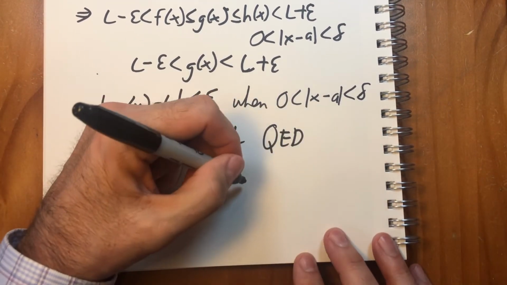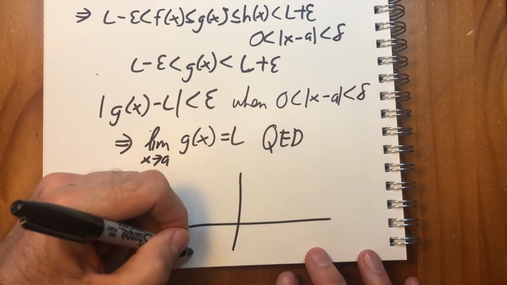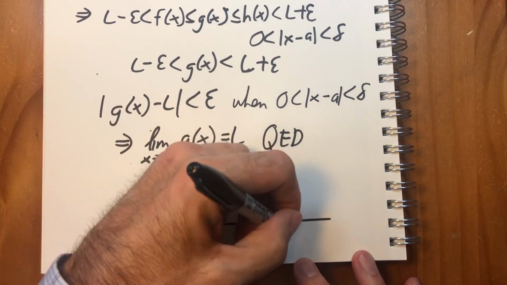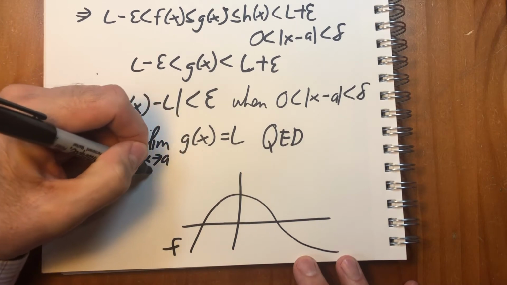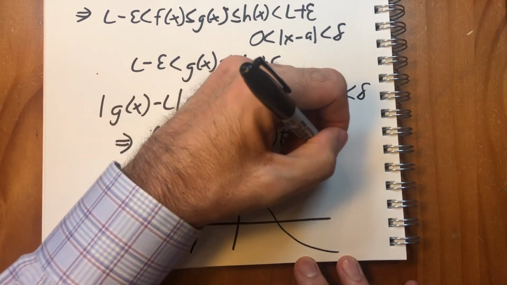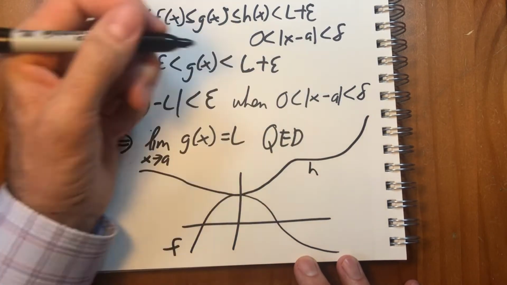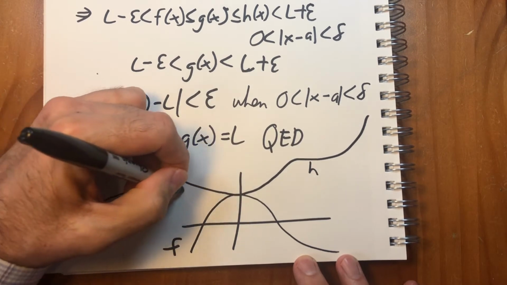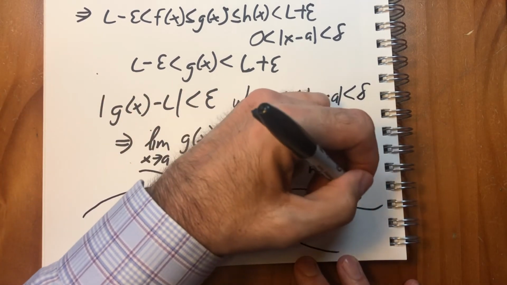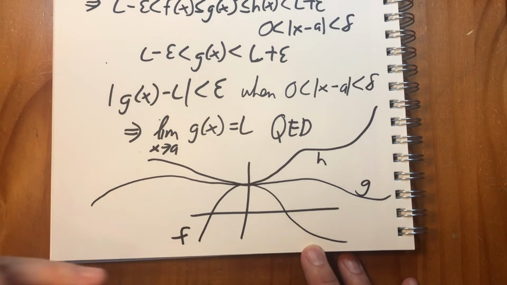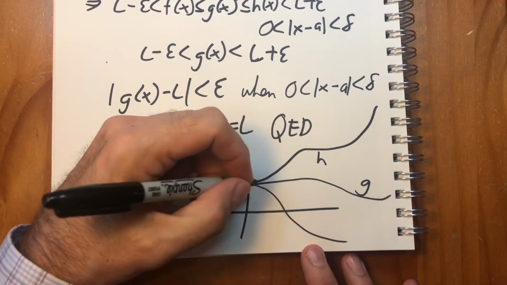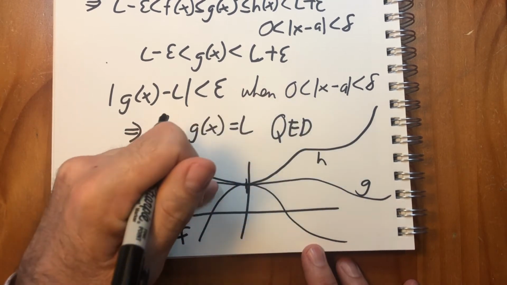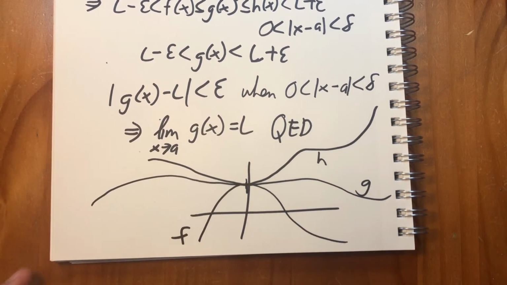And what that means is, if this is f of x, and this is h of x, and this is g of x, if f is always less than h and g is between them, and at some point f and h equal 0, then g has to equal 0 too. That's all it's saying.